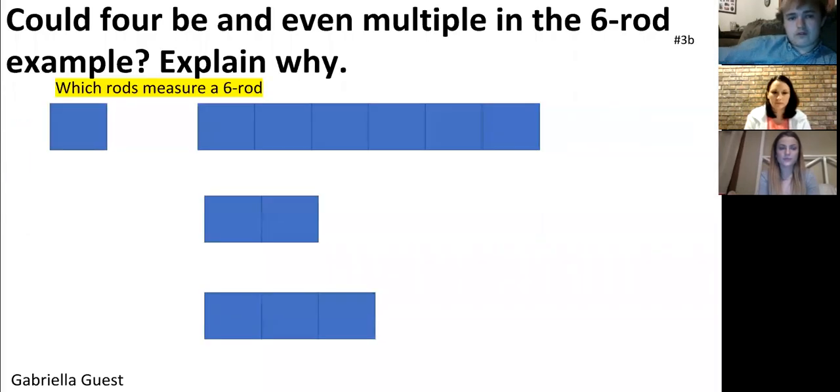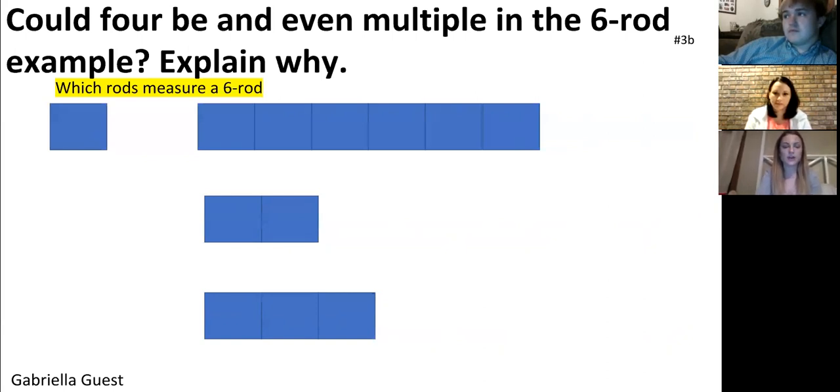Could 4 be an even multiple in the 6-rod example? Explain why. Okay, so in the original example, they wanted to see which rods measure the 6 rod, which would be 1 and 6, and then 2, because 2 times 3 gets you 6, and then 3, because 3 times 2 gets you 6.